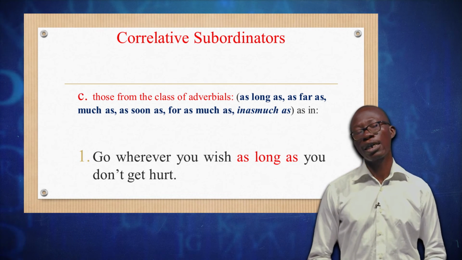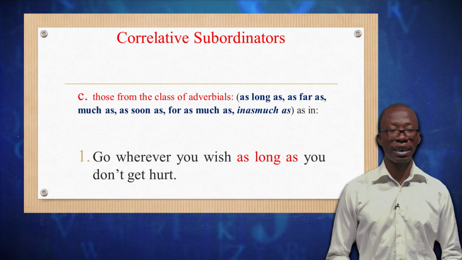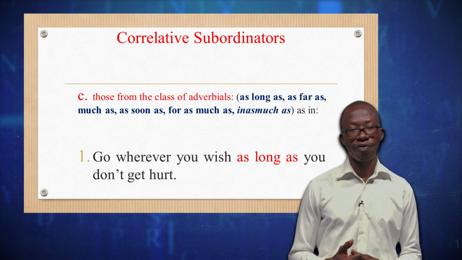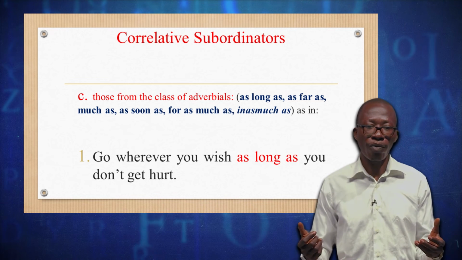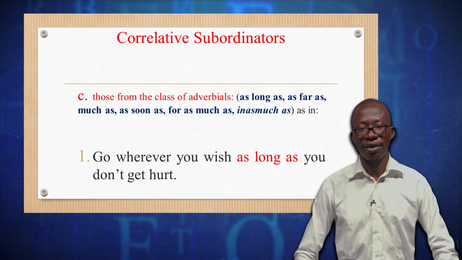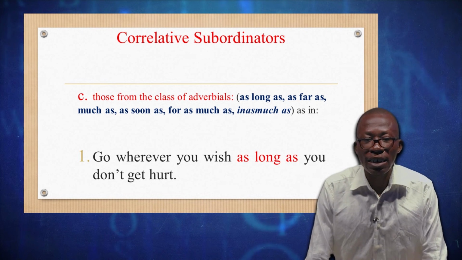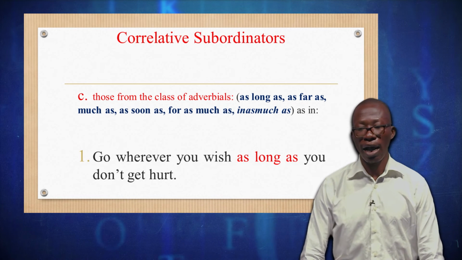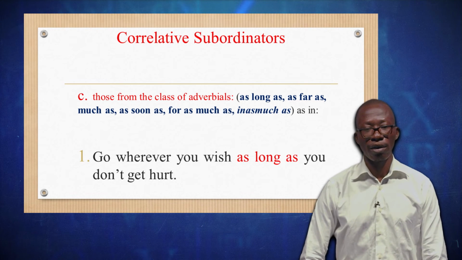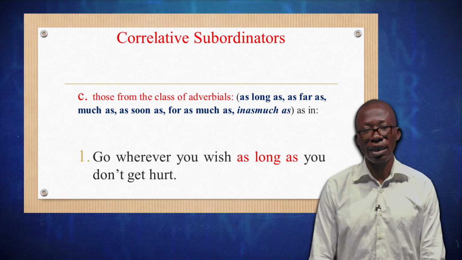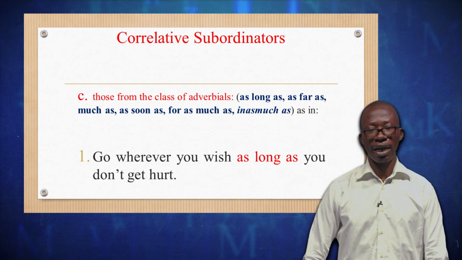Now let's see our category 3, the C. That's correlative subordinators, those that come from the class of adverbials, as in as long as, as far as, as soon as, for as much as, and then inasmuch as.